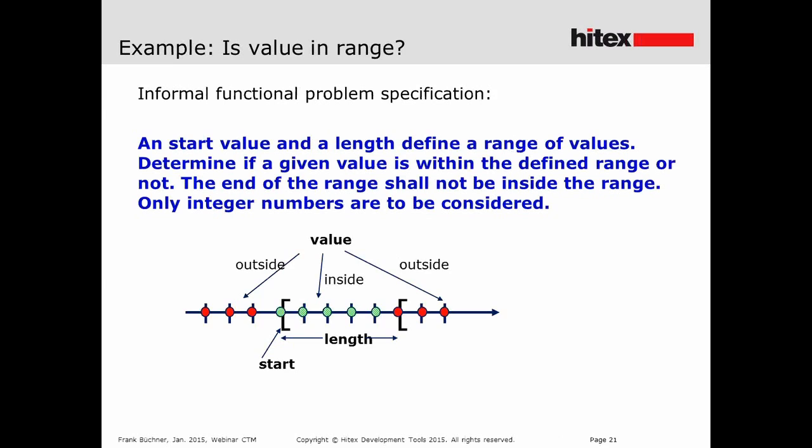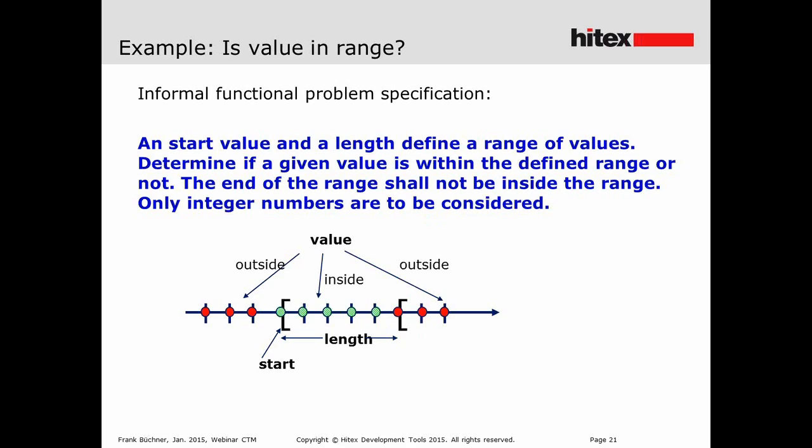formal functional problem specification. This is a blue text which reads: a start value and a length define a range of values, and you should find out if another given value is within this defined range or not. The end of the range shall not be inside the range, this is depicted here also. So the end of the range would be this point here, this value here. By the way, we only talk about integer numbers, so we have a clear decision if it's inside or not, and we have not to care about floats or whatever.